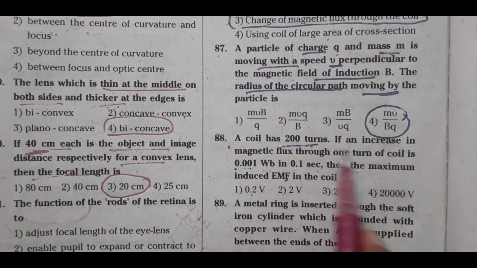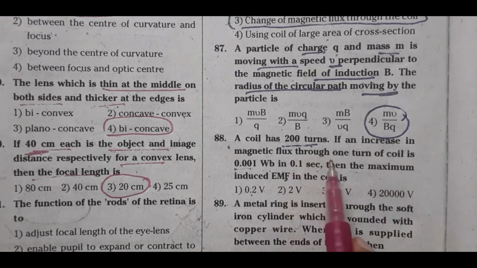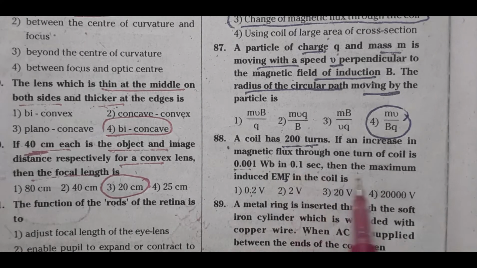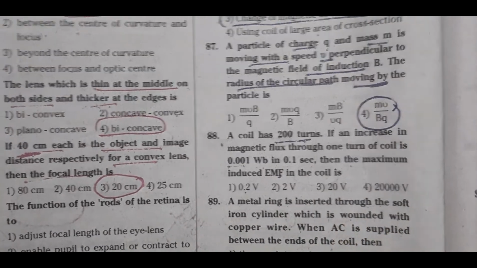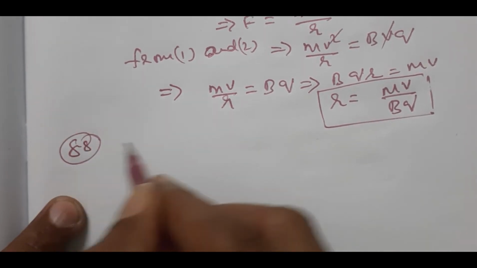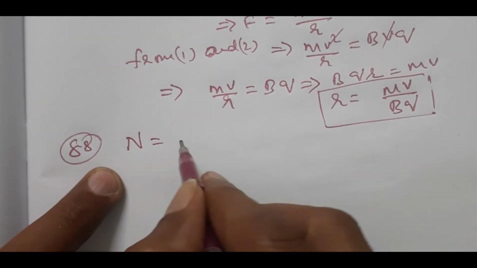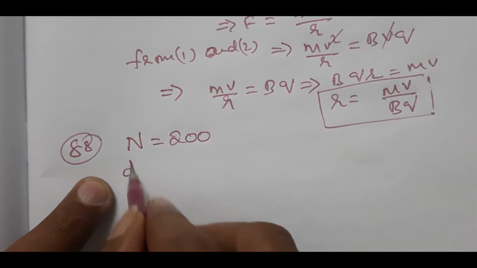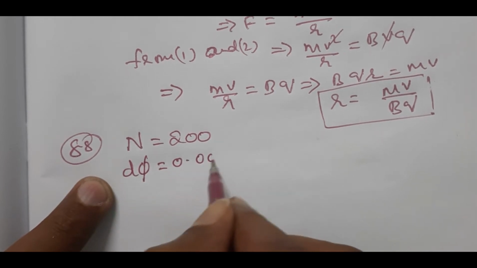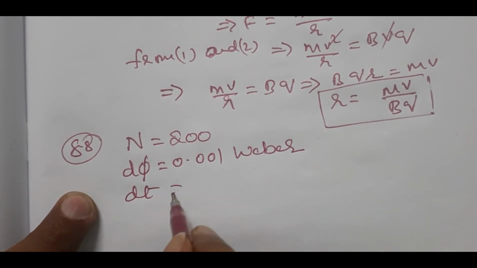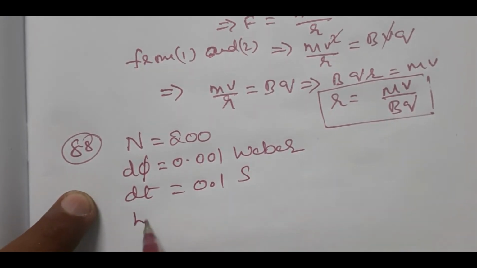A coil has 200 turns. If the magnetic flux through one turn of the coil increases by 0.001 Weber in 0.1 second, then we want to calculate the maximum induced EMF. Question 88, students: number of turns, denoted by N, is given as 200, and the magnetic flux dΦ is 0.001 Weber, and time dt is given as 0.1 second. Then we want to calculate EMF, denoted by epsilon.